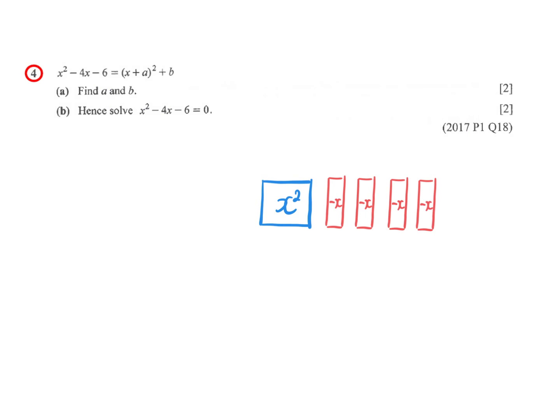Solving by completing the square. Now, the first question over here, we'll take a look at this. Express the following x squared minus 4x plus 6 into the form (x plus a) whole squared plus b. This form itself already tells you that this must be in the completed square form. So this means you need to do completing the square.